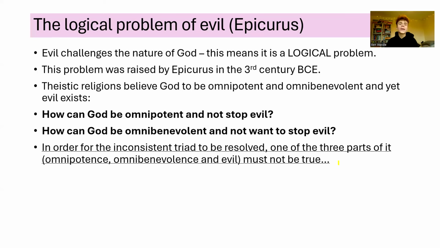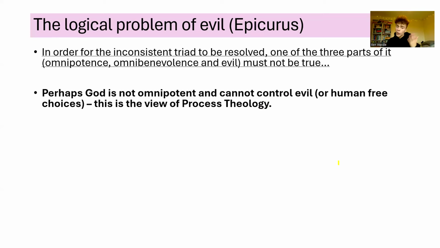So in order for the inconsistent triad to be resolved, one of the three parts, one of those three statements, must not be true. So how might we resolve it? Well, as I mentioned, perhaps God is not omnipotent, so he's not actually all-powerful, and he cannot control evil, so he can't stop it. And this is the view of process theologians who say that God is not omnipotent. They take a panentheistic view of God, that God is in the universe and the universe is in God. And so he shares in our suffering alongside us. But would a Christian actually deny God's omnipotence? Would a God who lacks omnipotence be worthy of worship, for example?